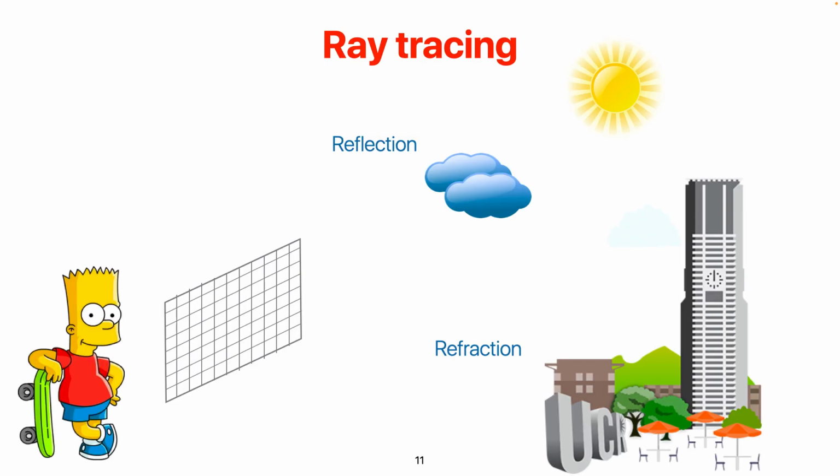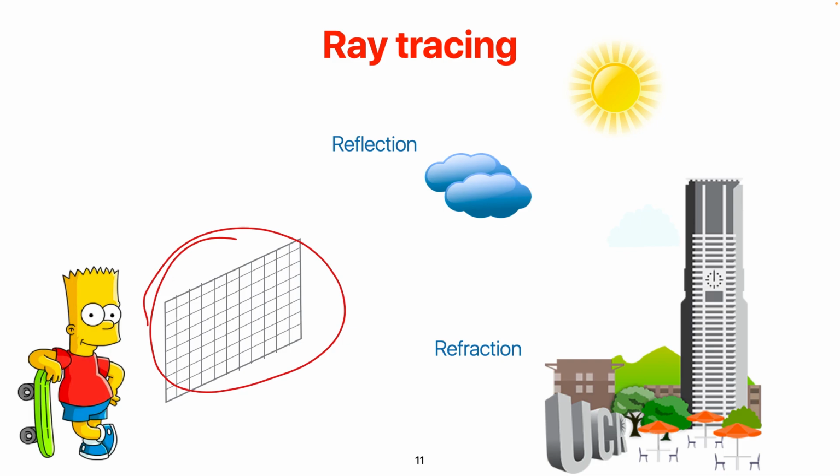Don't blame me too much because I'm not a computer graphics guy, but this is the very, very basic idea about ray tracing. Consider this is your eye, and your eye could be, or sometimes people say camera, right? And this plane is where your image should be laying on, based on your view angle. You can consider that as a window, for example, right?